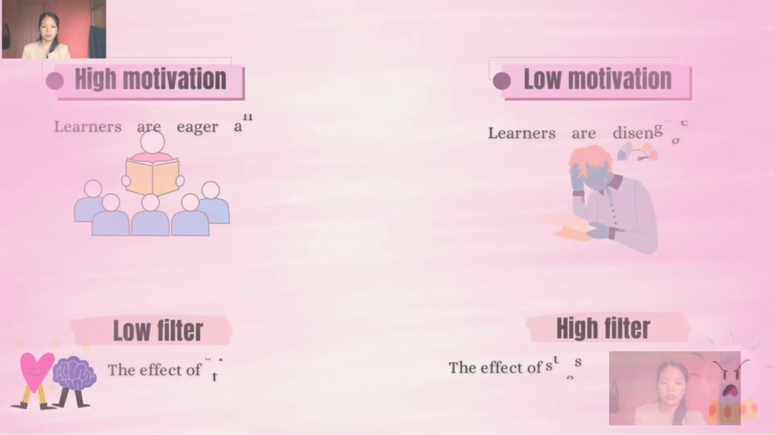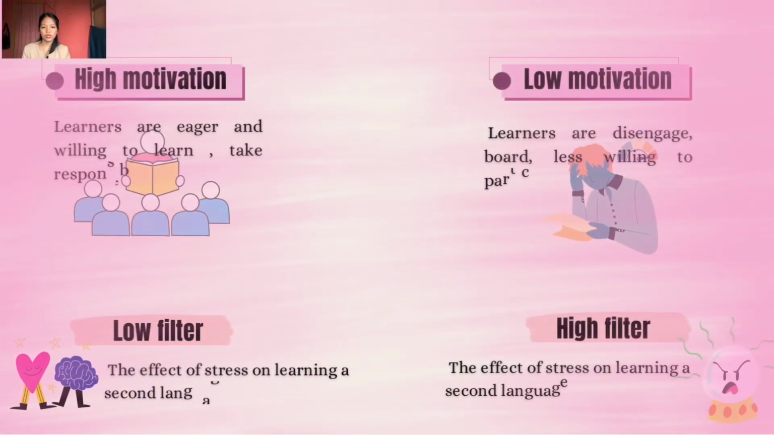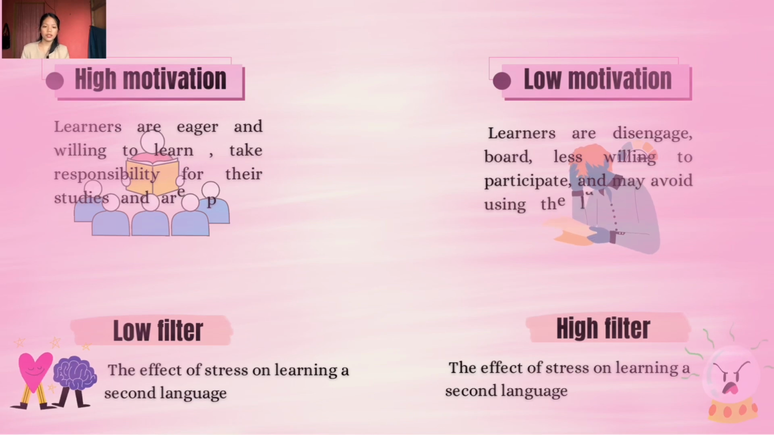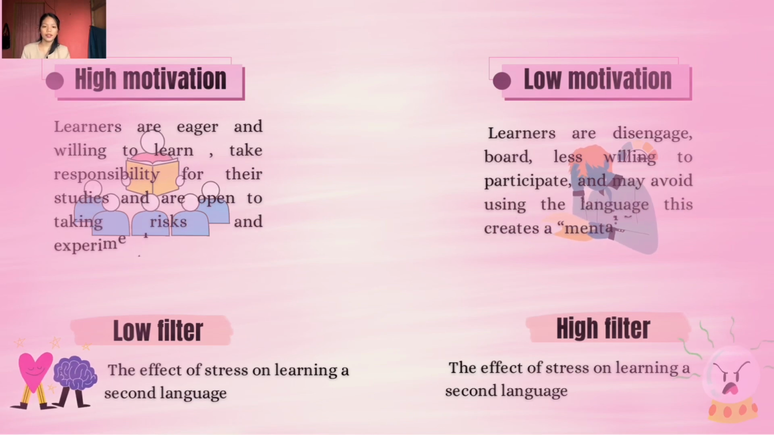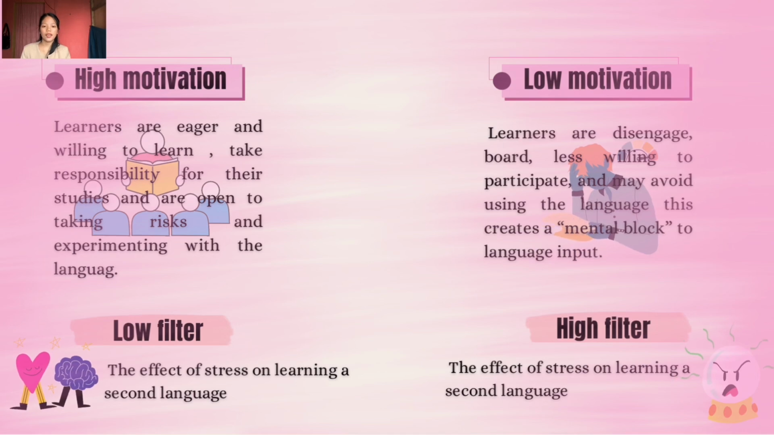So here we have an example. So next is higher motivation. Learners are eager and willing to learn, take responsibility for their studies, and are open to taking risks and experimenting with the language. So our affective filter in this is low filter. So for example, a student who is excited to learn English because he dreams of studying abroad, works hard in class, participates actively, and practices outside of the classroom. So this is when our students or the learners have a low affective filter.